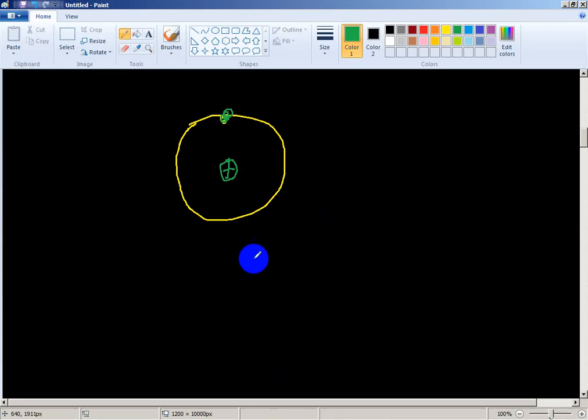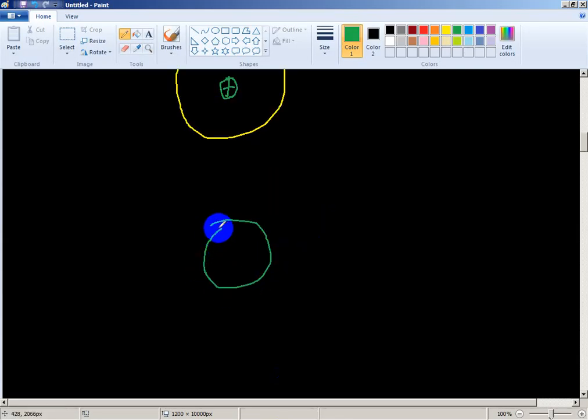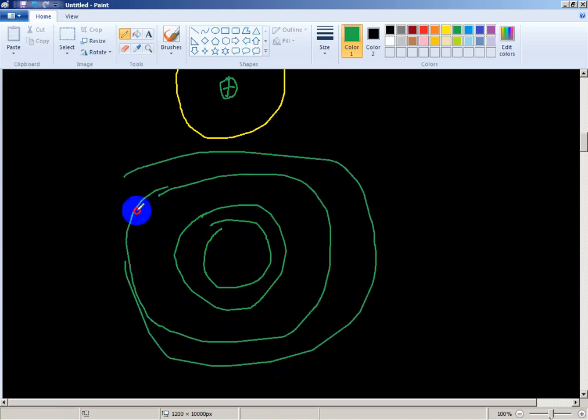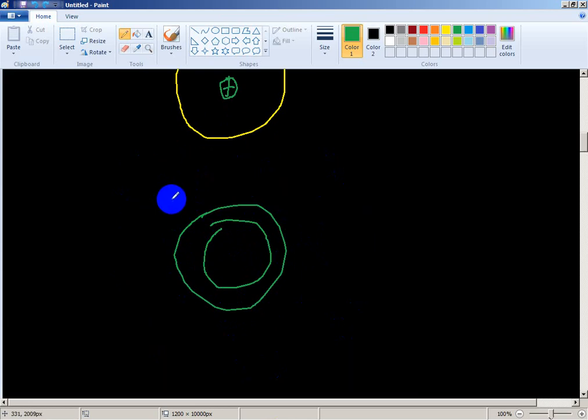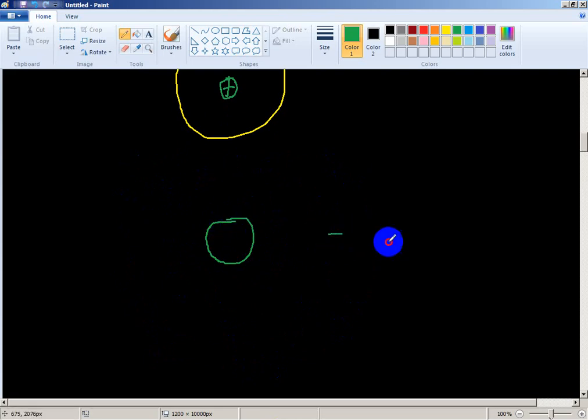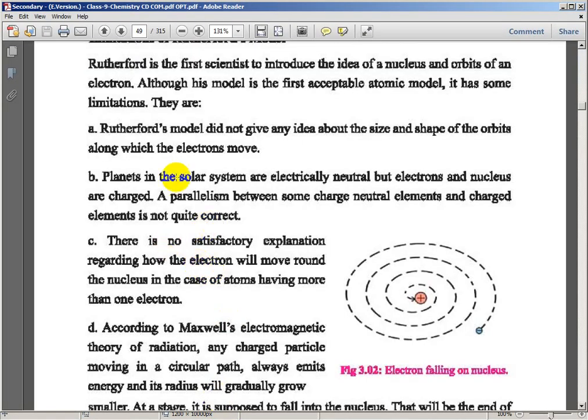Size, how much size? Its size is this size, smaller size, bigger size. This is the size. It doesn't give an idea of the size of the orbit. And shape is the circular shape, dumbbell shape. So Rutherford's model didn't give any idea about the size and shape of the orbits along which electrons move.